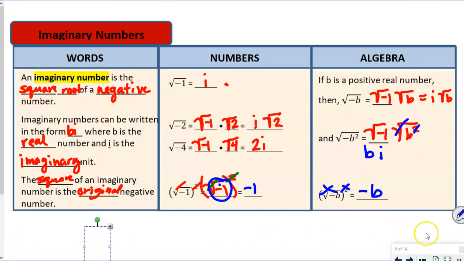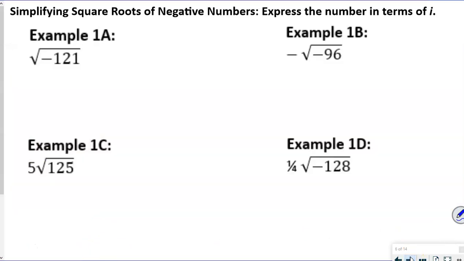All right, so now we're just going to work some problems, guys, okay? It says simplify the square root of negative numbers, express the number in terms of i. So what we're going to do here is, once again, if you recall what I did before, I'm going to factor out the square root of -1 and then leave the 121. Hopefully you guys know that the square root of 121 is 11. So once again, this is 11 and i, but remember I said we were going to put the real part first and the imaginary part second, so it's going to be 11i.